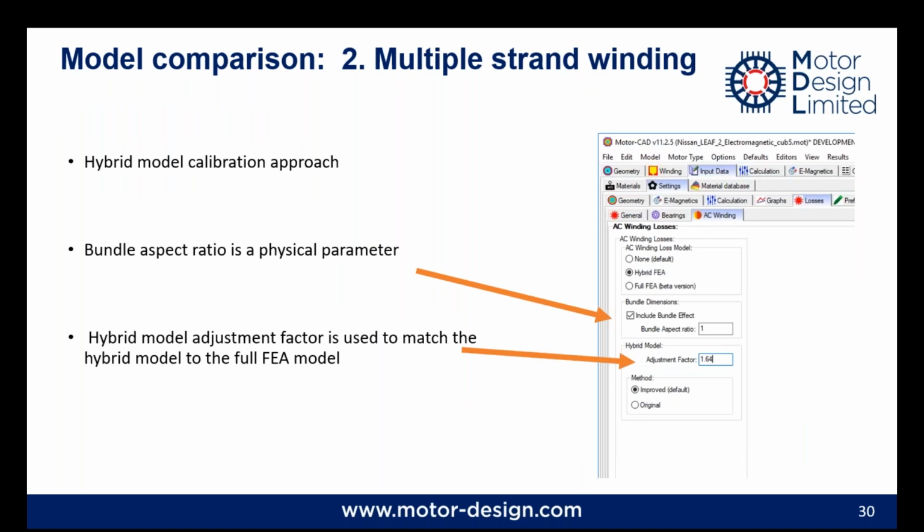This slide shows the interface for Motor-CAD and where we can make this hybrid model. I know quite a few of our existing users are online today, and they might not recognize this interface, as it's something we've been developing. We've got this hybrid model adjustment factor in here, which allows us to adjust the hybrid model for these multi-stranded bundle cases to match the full FEA model. The bundle aspect ratio is more of a physical parameter, and that physically represents the ratio of height to width of each of your bundles.